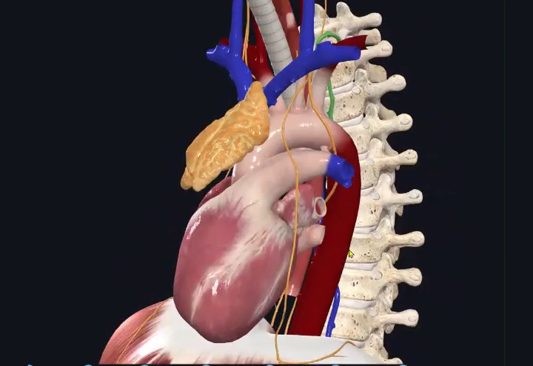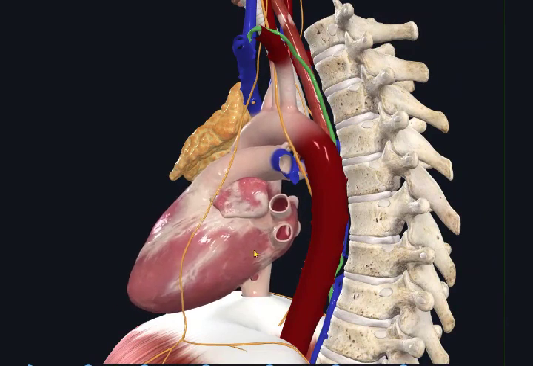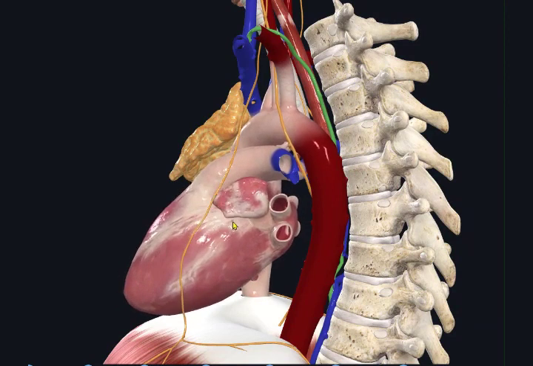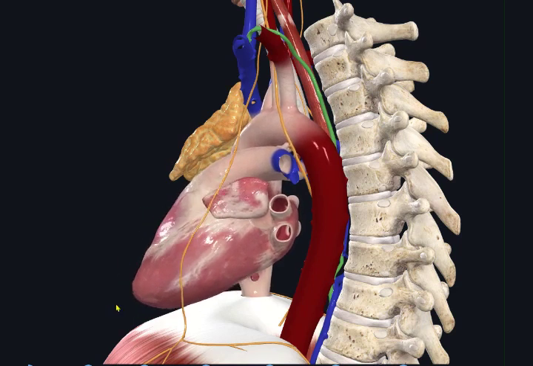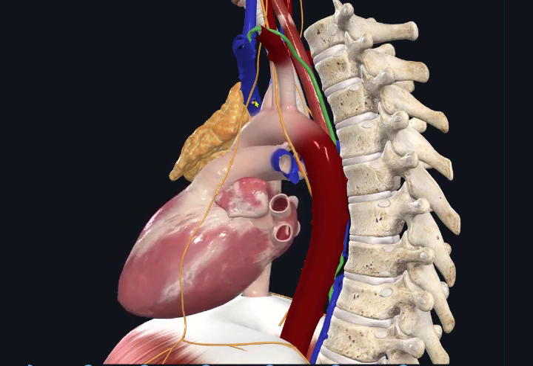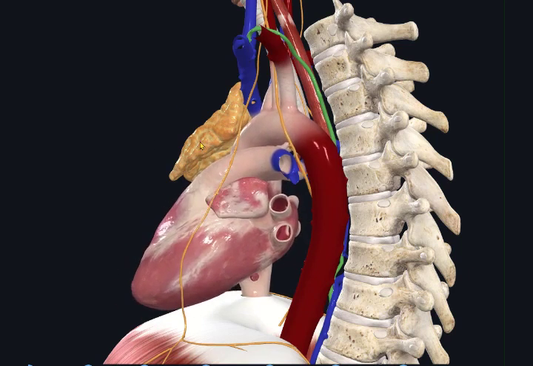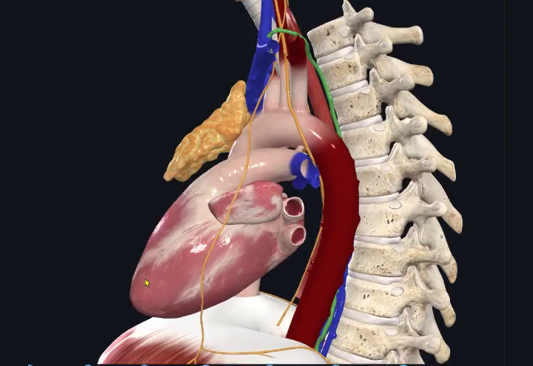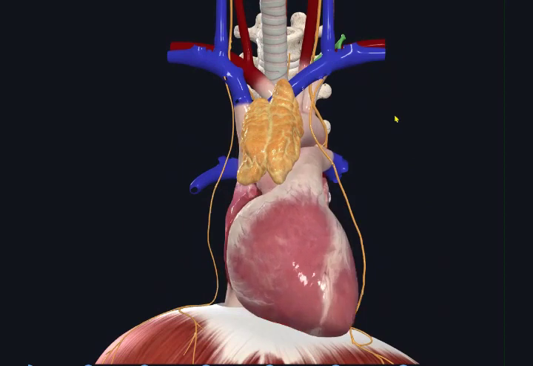Here we are. As we said before, the heart and the big vessels joining it together with the phrenic nerves make the middle mediastinum. Behind the heart we have here the posterior mediastinum. In front of the heart we have the anterior mediastinum, and here above at the level of the arch of aorta we have the superior mediastinum. Let's see the contents of the superior mediastinum.